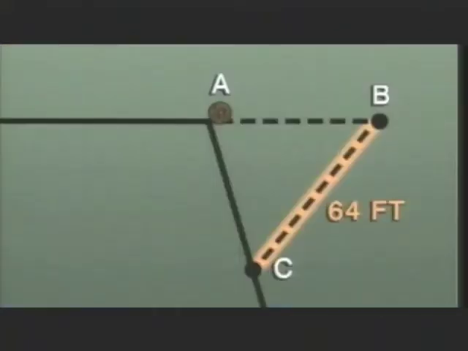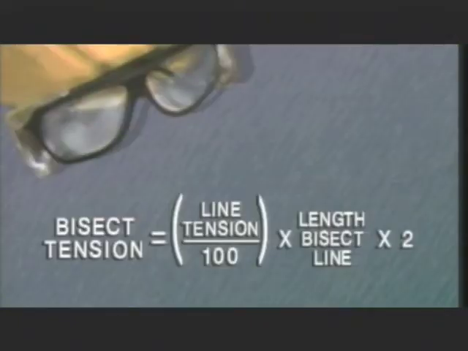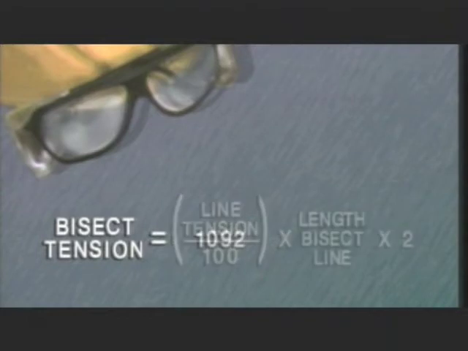853 divided by 100 equals 8.53. 8.53 times 64 times 2 equals 1,092 when rounded off. So there is 1,092 pounds of bisect tension exerted by the conductor on the corner pole. So in this example, we saw how to find the approximate length of the bisect line. Then, by using a formula, we determined that the bisect tension is approximately 1,092 pounds.